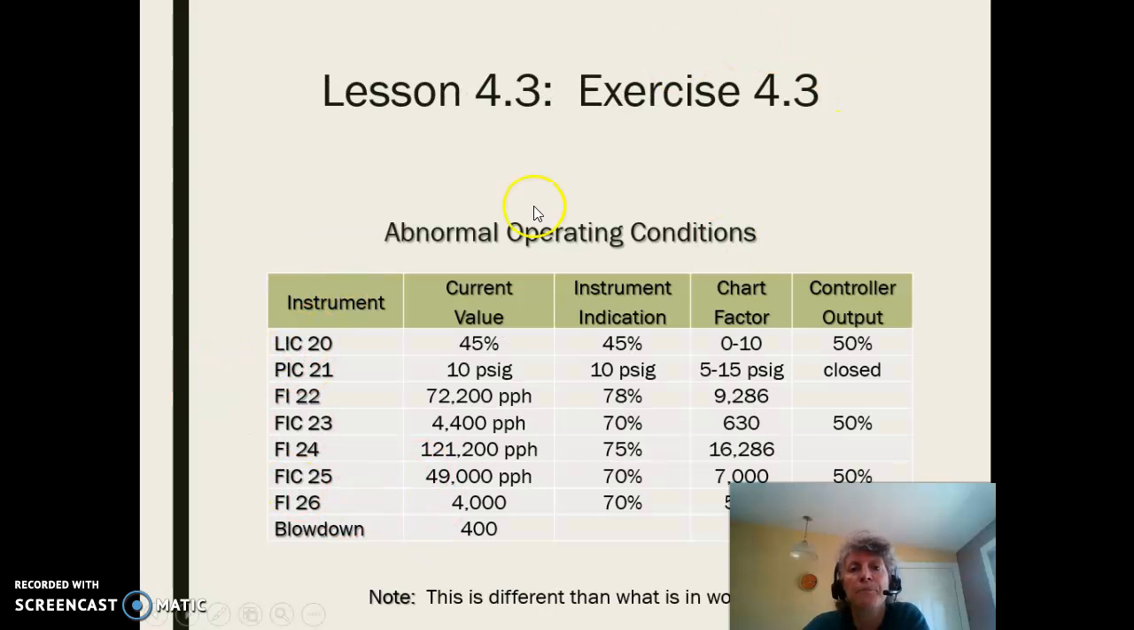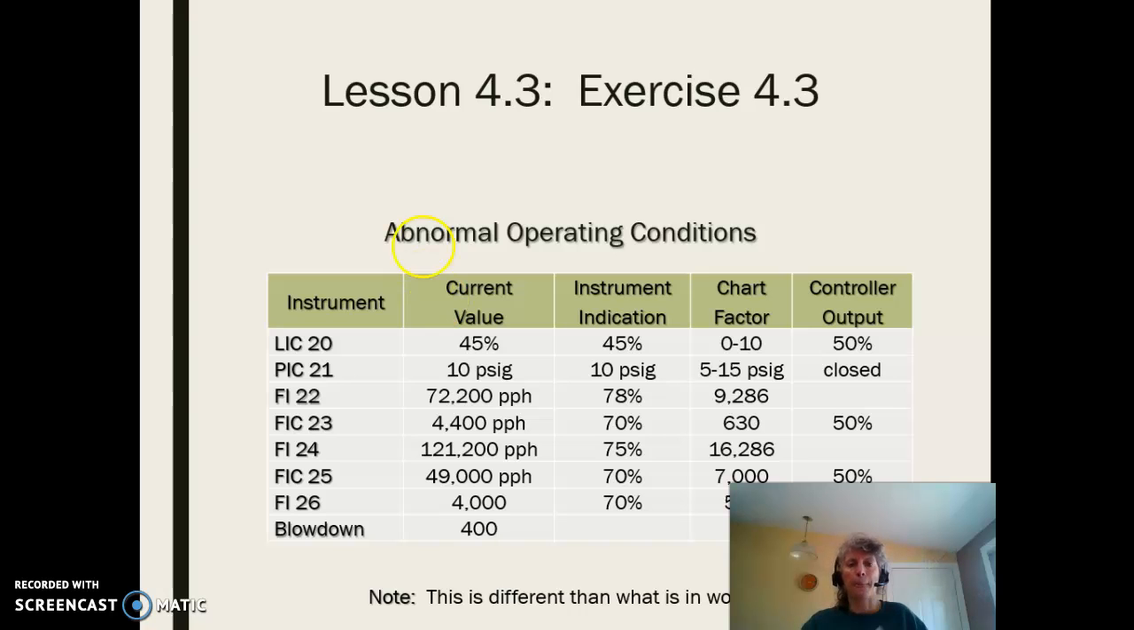All right, now I want to point this out. Exercise 4.3 is not what it is in your book. Okay, so just grab one of the normal operating conditions pages, or you can print this page out if it's not too hard for you to, and then put the new numbers in. So these are the different numbers, and I'll tell you what numbers have changed. And I should have highlighted these, and I'm sorry I didn't.